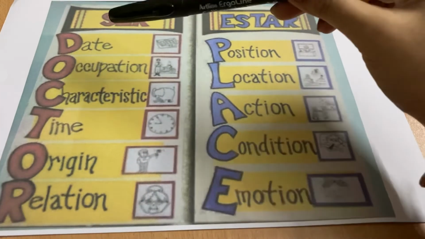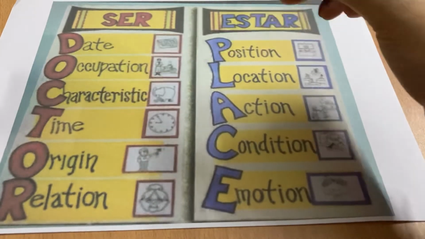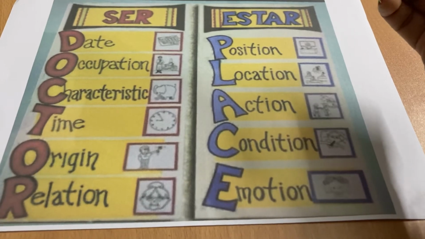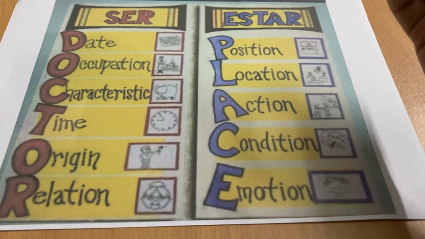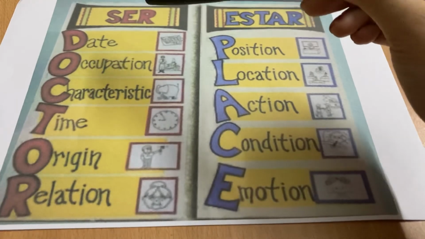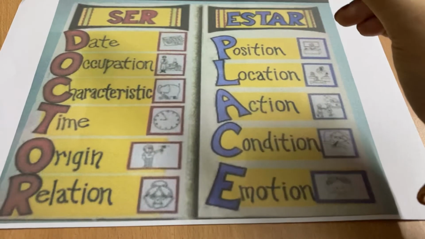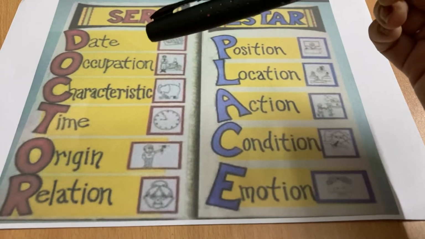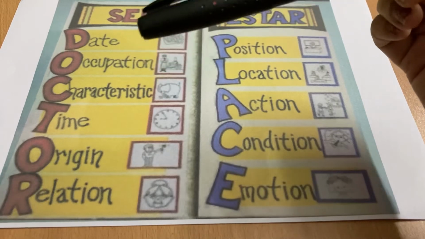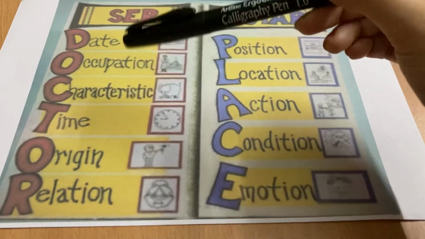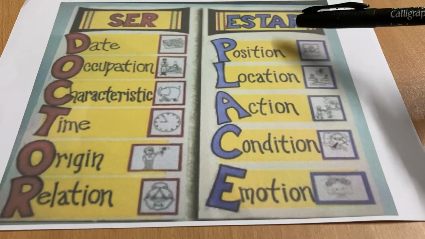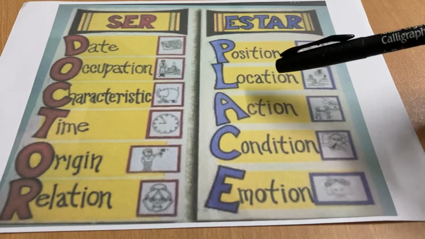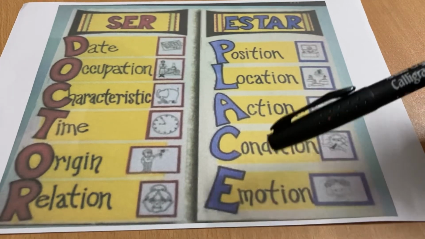Now here remember, description and characteristics are two different things, because in description you will describe the person. The person is short or tall. Okay, all this comes under description. You are describing. Even name also comes under description, but characteristics is the personality. If the person is intelligent or kind or sweet, all this comes under characteristics. Okay, and for the estar verb it is place. P stands for position, L location, A action, C condition, E emotion.